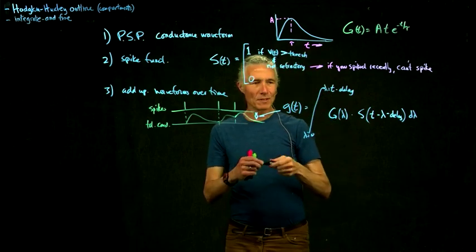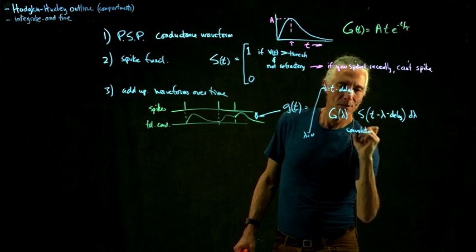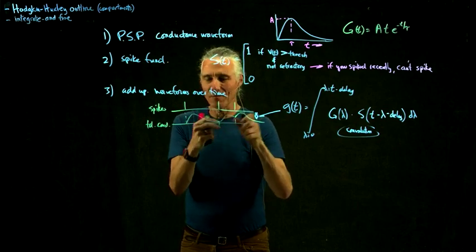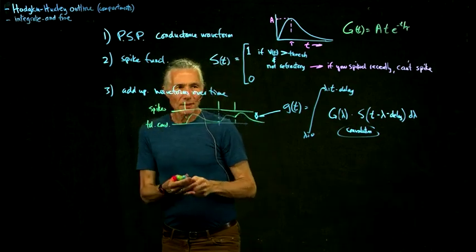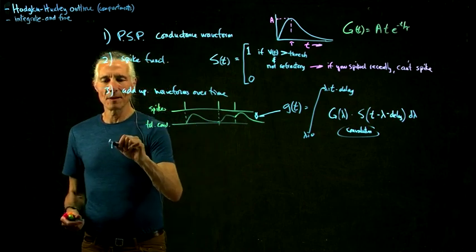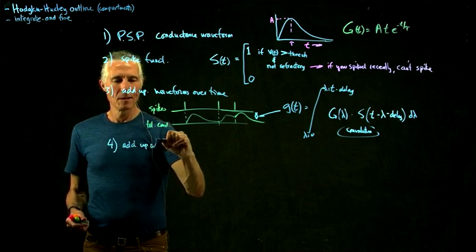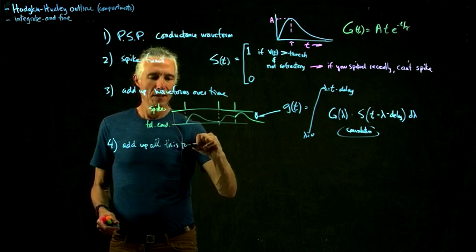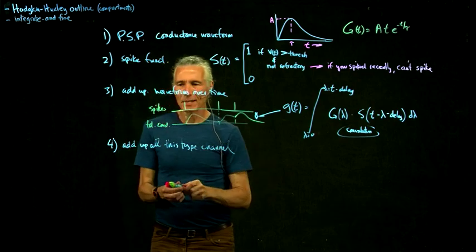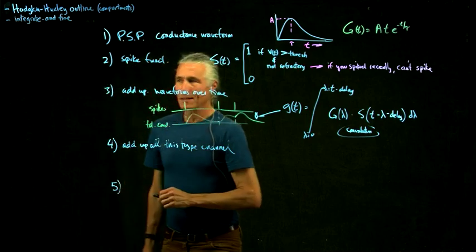Okay, so that's convolution without explaining it, but it's actually intuitive if you know that it just turns these instantaneous spikes into this waveform. And then finally, add up all of this type, add up all this type of channel, and then finally do that top equation in the Hodgkin-Huxley one.